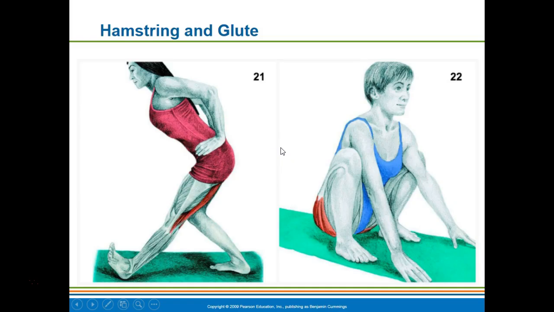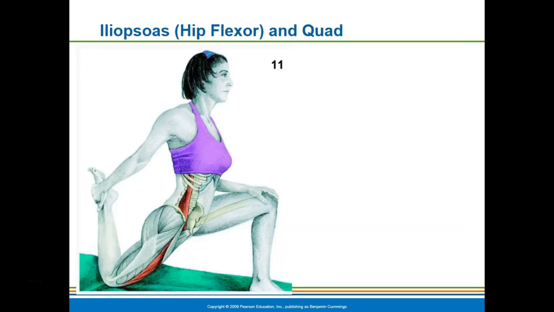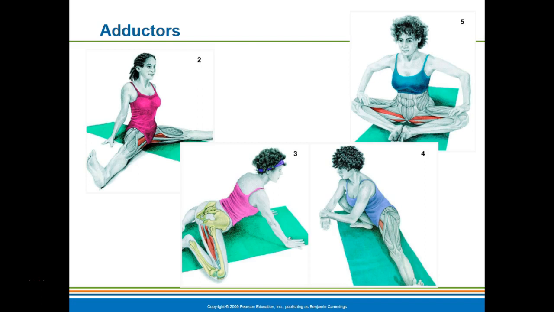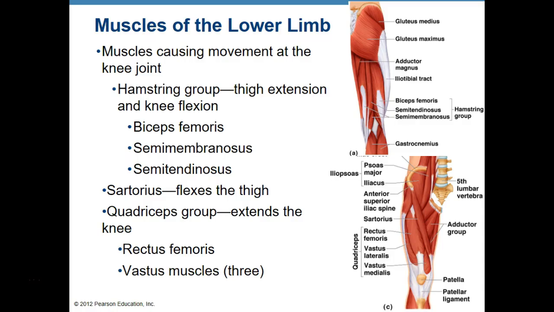So here's a couple of stretches. Here's a good one for the glutes. We'll talk about the hamstrings in just a second. Here's the iliopsoas, also known as the hip flexor. Here's some adductor stretches. These are some nice ones.